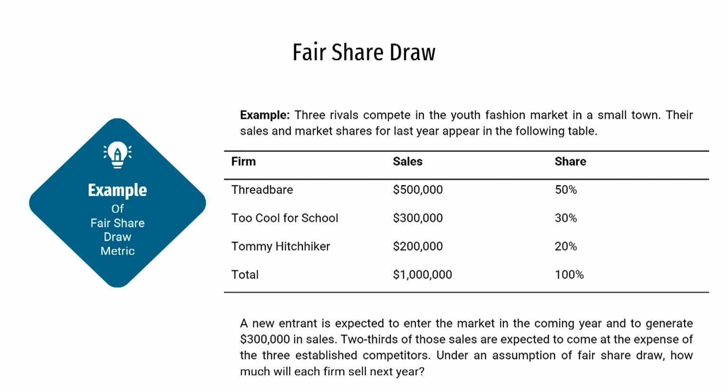Three rivals compete in the youth fashion market in a small town. Their sales and market shares for last year appear in the following table. The firm named Threadbare had sales of $5 lakhs, or $500,000. Then there is another brand called Too Cool for School. Their total sales revenue was $300,000, and let us say the third brand is Tommy Hitchhiker. For Tommy Hitchhiker, the total revenue was $200,000.